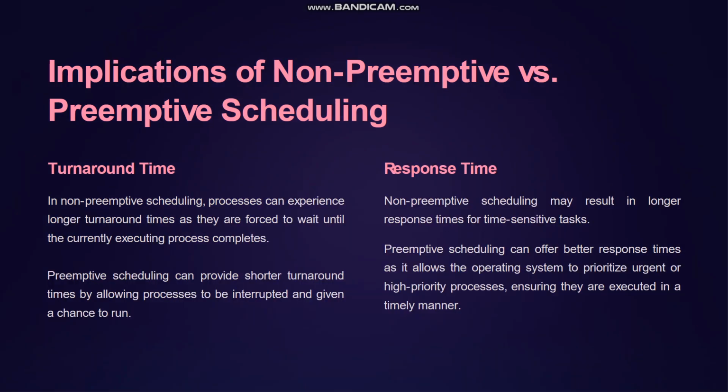Implications of non-preemptive versus preemptive scheduling. Turnaround time. In non-preemptive scheduling, processes can experience longer turnaround time as they are forced to wait until the currently executing process completes. Preemptive scheduling can provide shorter turnaround time by allowing processes to be interrupted and given a chance to run.